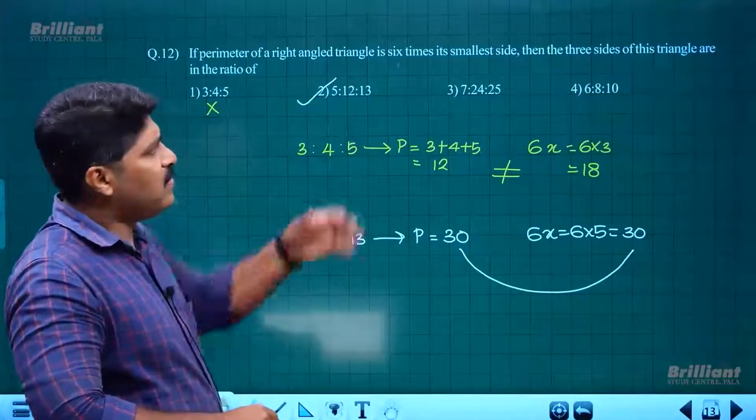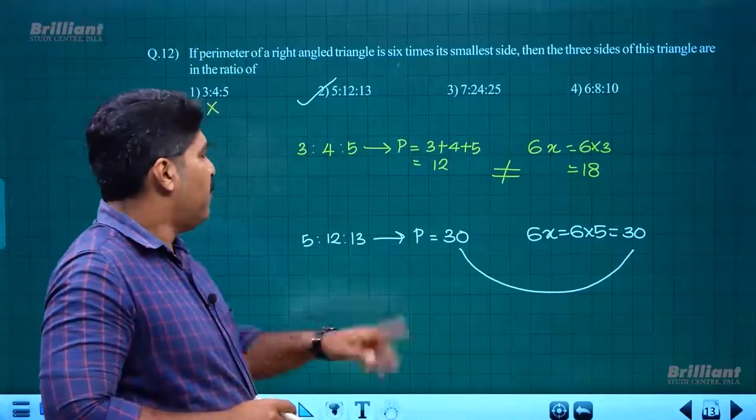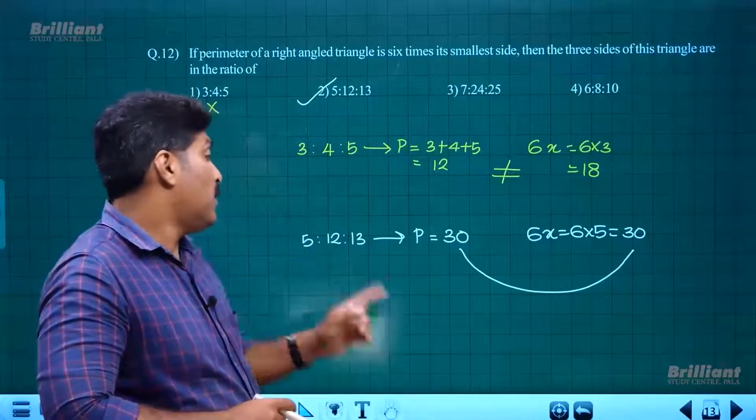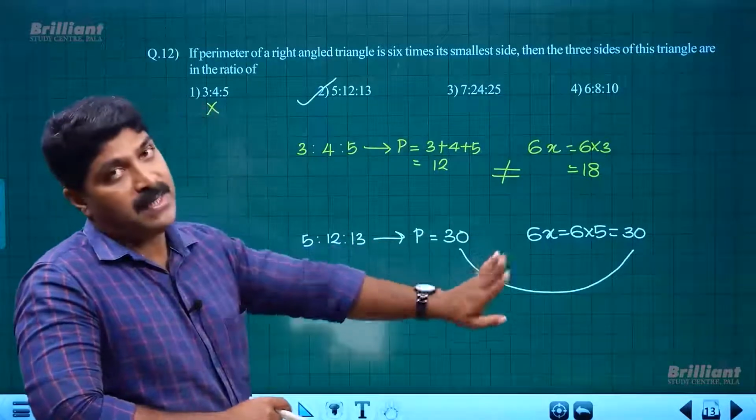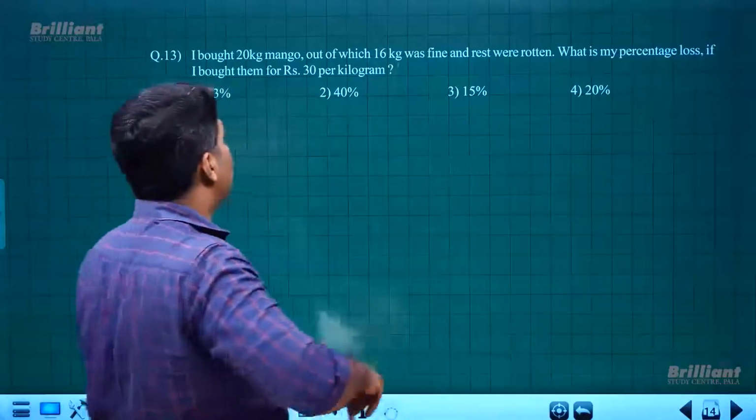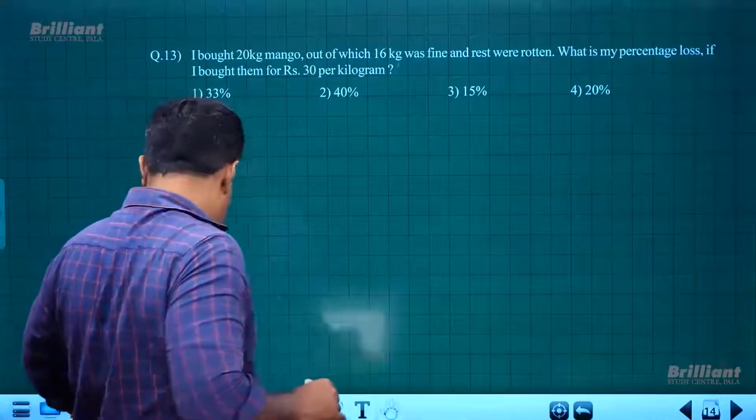Like this, you just verify all the rest of the values here. Those are not satisfying the condition. Therefore, this is the ratio. Any multiple will satisfy the same condition. Correct? So that's a simple trick. Consider the next question.